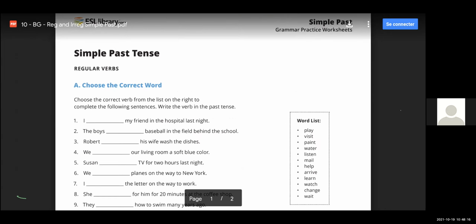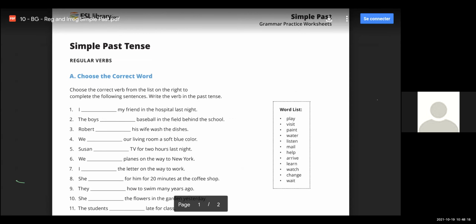Whatever is on our screen, we can share that. I have the first sentence. I visited my friend in the hospital. Is it the first part? The full one? Yes, visited. Okay. Do you see my screen? Yeah. Okay. Who has written the word visited here? What? I don't hear you.